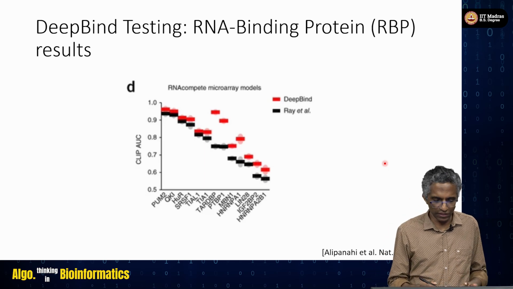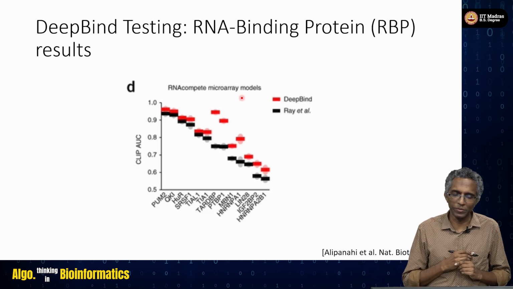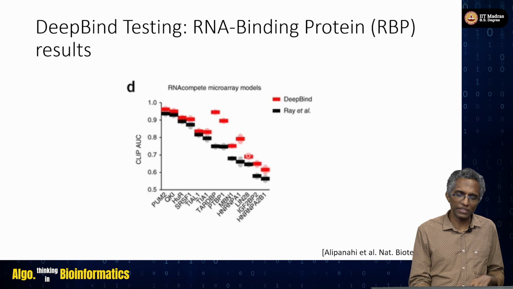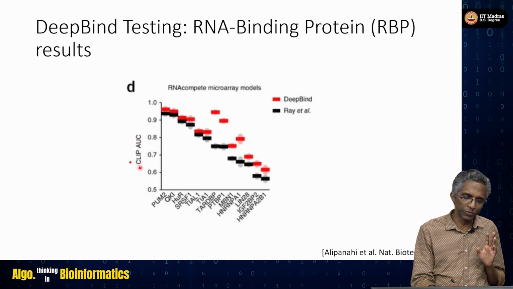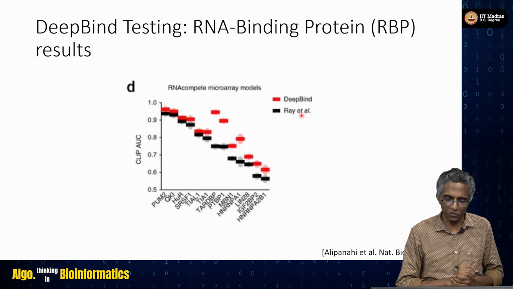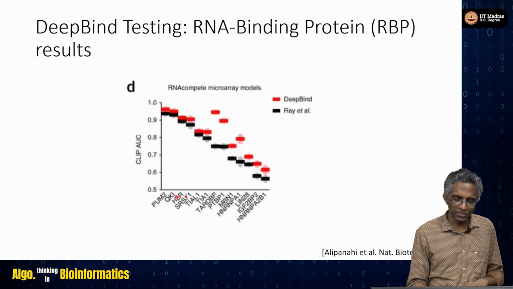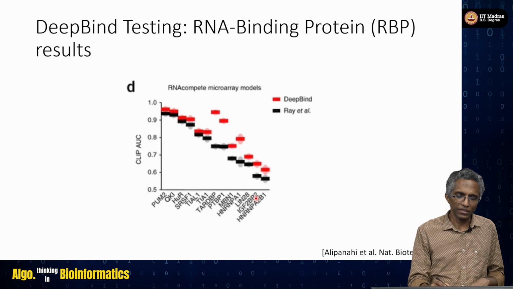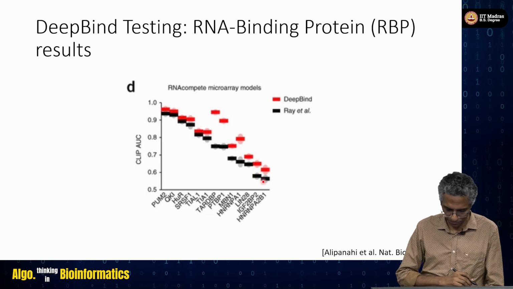You can look at these ChIP experiments, and the AUC that is computed based on them. Again DeepBind is shown in red, and the state of the art method by Ray et al. is shown in black. You can again see that for these different RNA binding proteins, with AUC higher being better and 1 being the perfect score, DeepBind's AUC is much better than the competing methods in some cases and comparable in other cases.